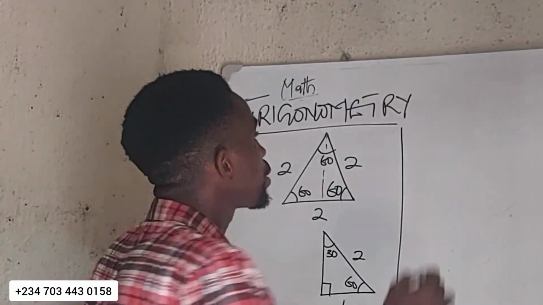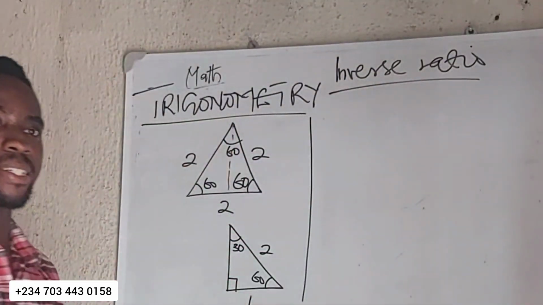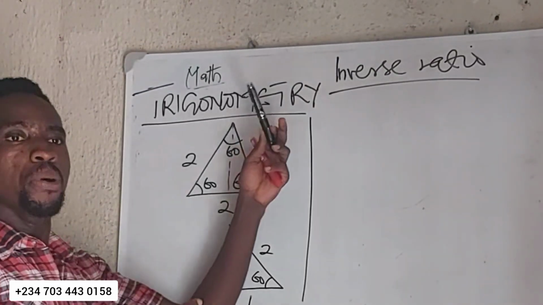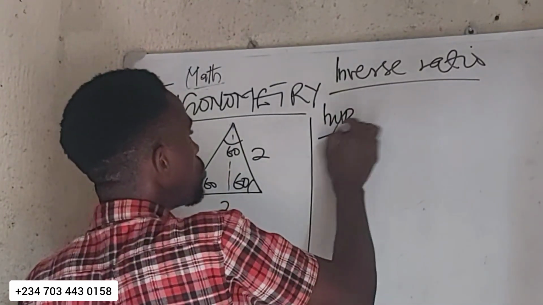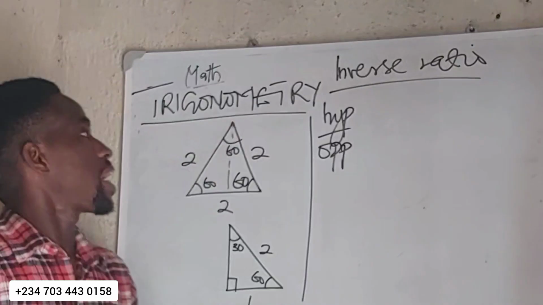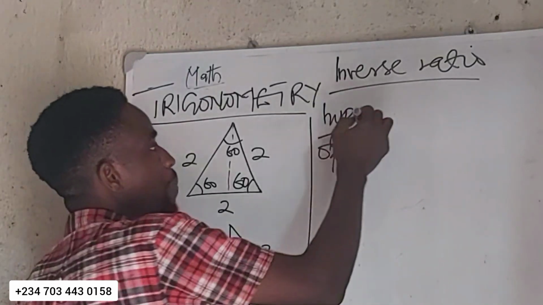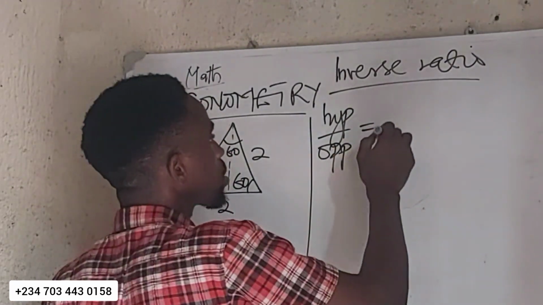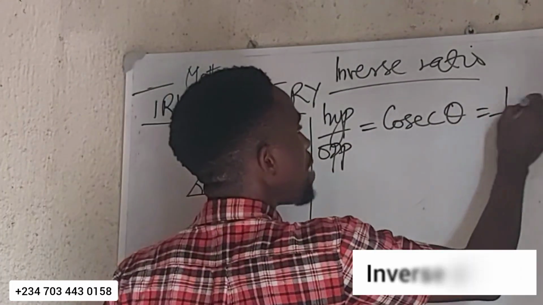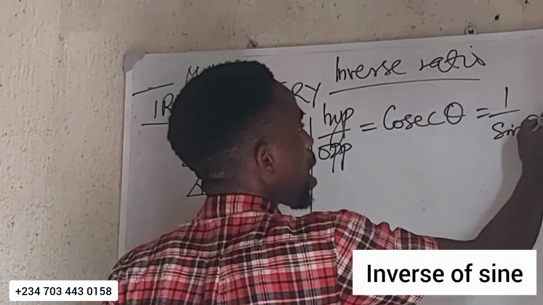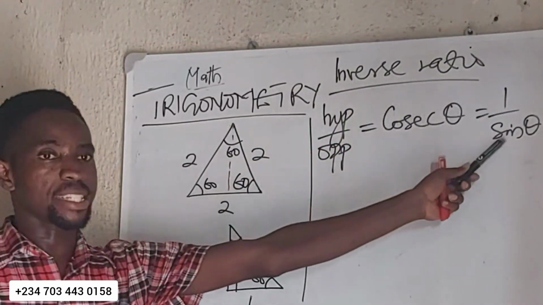So now the inverse ratios. Since we said that opposite over hypotenuse is sine, we can have hypotenuse over opposite. That's the inverse of opposite over hypotenuse. So hypotenuse over opposite is called cosec theta. It is the inverse of sine, that is 1 upon sine theta. That's the cosec theta, the inverse of sine theta.